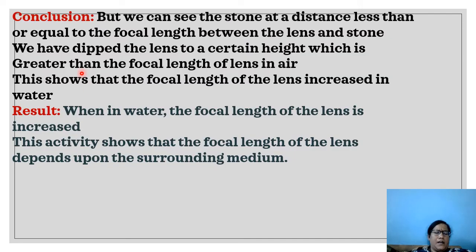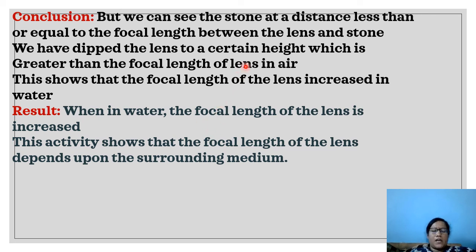Children, what do you conclude from this activity? Does the focal length of the lens depend on the surrounding medium? So you have dipped the lens to a certain height, which is greater than the focal length of the lens in air, but you can see the image. This shows that the focal length of the lens has increased in water.